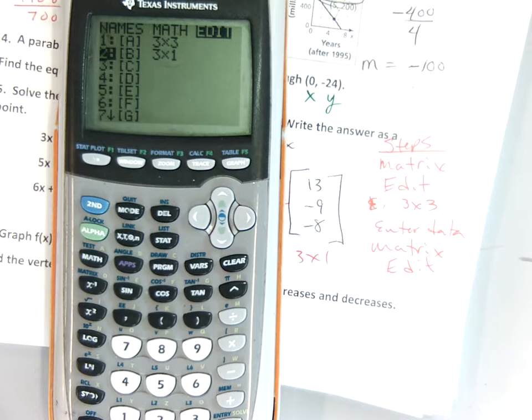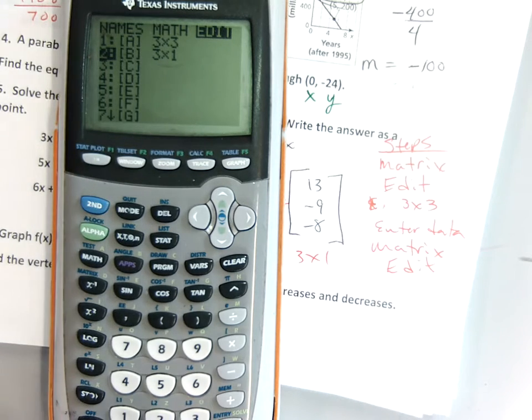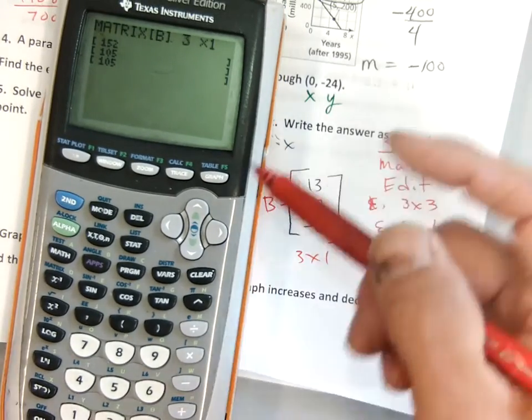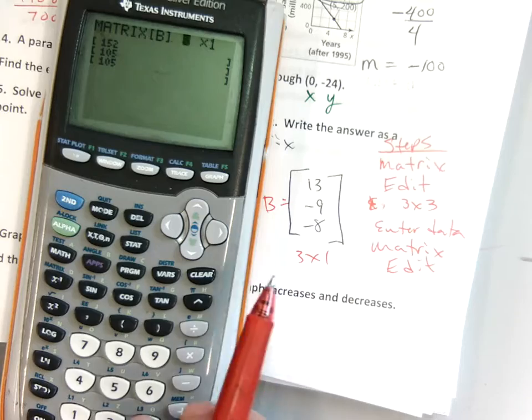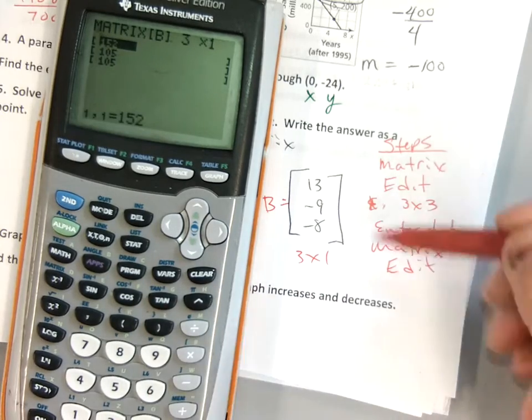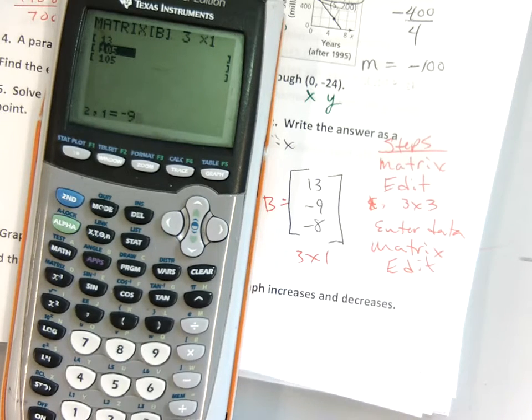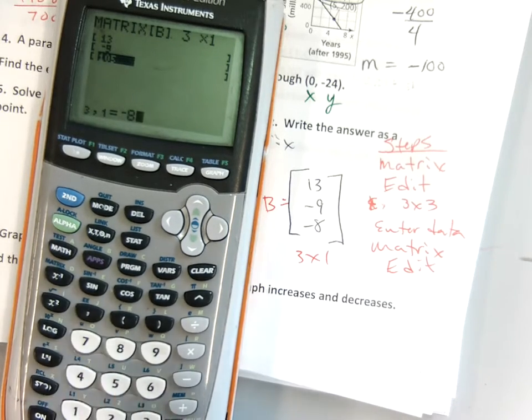How's everybody doing? Okay, am I all right? So when I push enter, it is a 3 by 1. I need to make sure it's 3 by 1 because that'll fit these numbers. And I'm just going to put these numbers in. 13, -9, -8. Okay, this is so much easier.